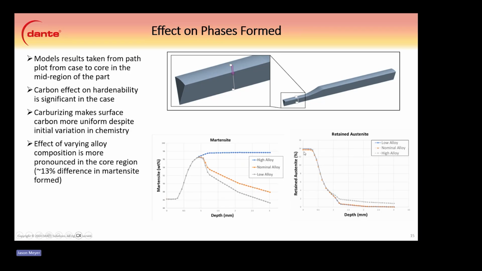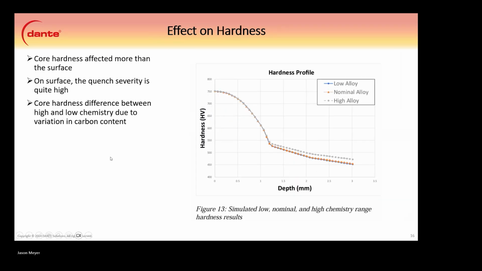And then likewise for the retained austenite, we can see that the high alloy has a little bit more retained austenite throughout the core, but mainly because of the difference in carbon. And this is a very thin cross section, so it quenches pretty quick. The core hardness, again, is affected more than the surface here. Again, this is really driven by the carbon case. So if you were going to be carburizing your lower hardenability steels, you would expect that the carbon in the case should keep things a little more uniform, depending on the alloy composition.